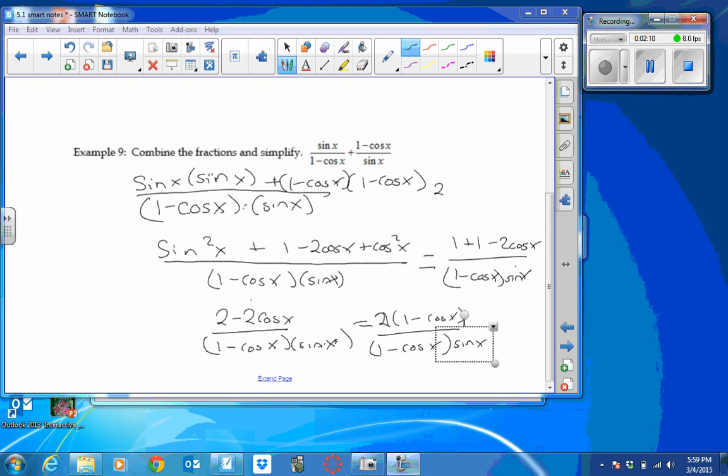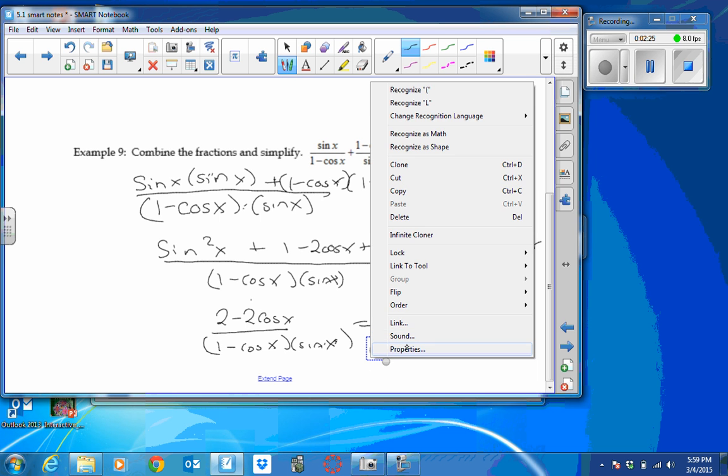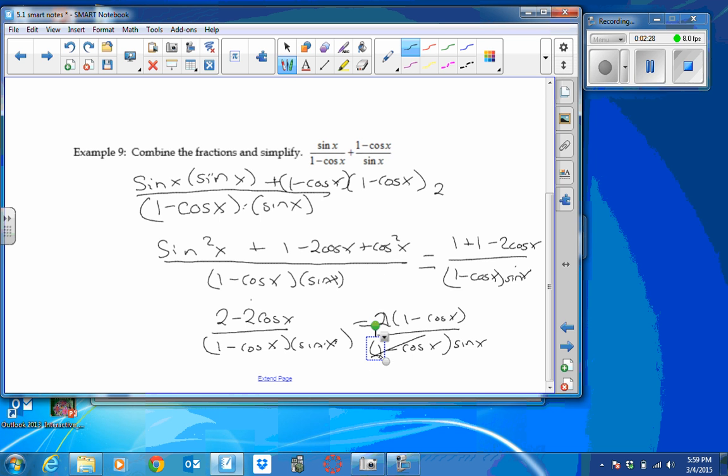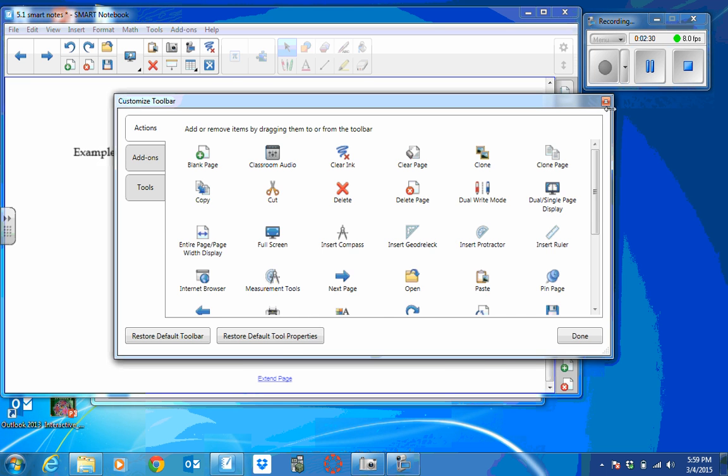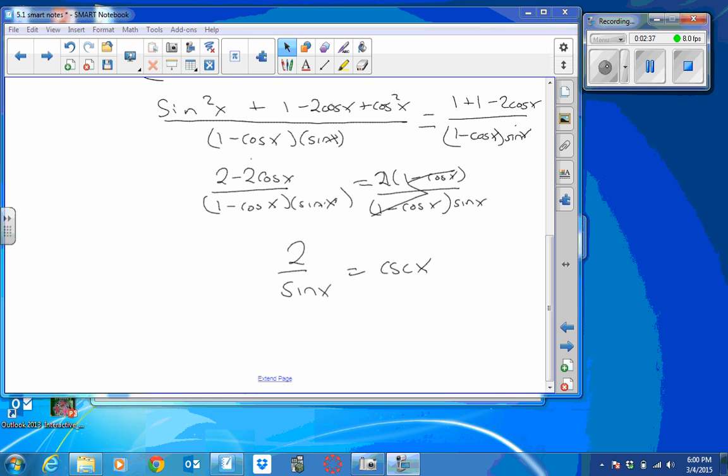Here I have the 1 plus 1 simplified to 2 minus 2 cosine x over 1 minus cosine x sine x. Factoring out the 2, I have 2 times 1 minus cosine x over 1 minus cosine x sine x. And I can cancel out the 1 minus cosine x's. This leaves me with 2 over sine x, which equals cosecant x.